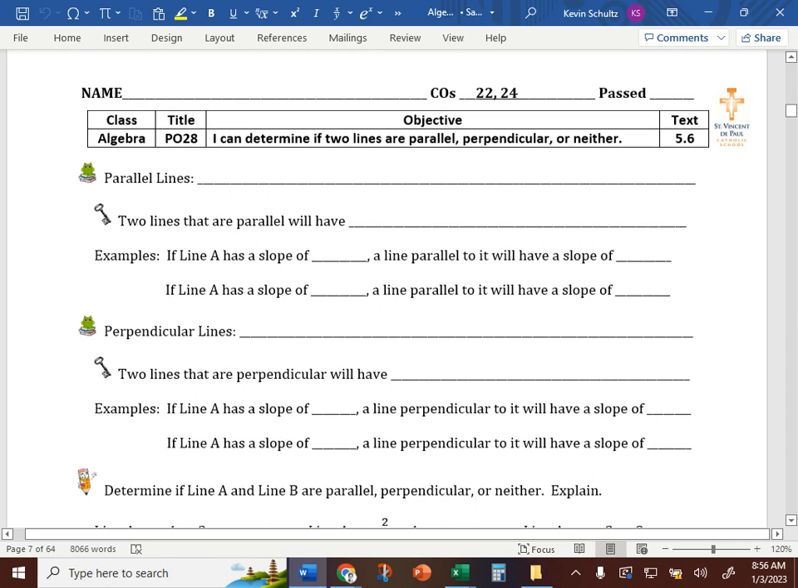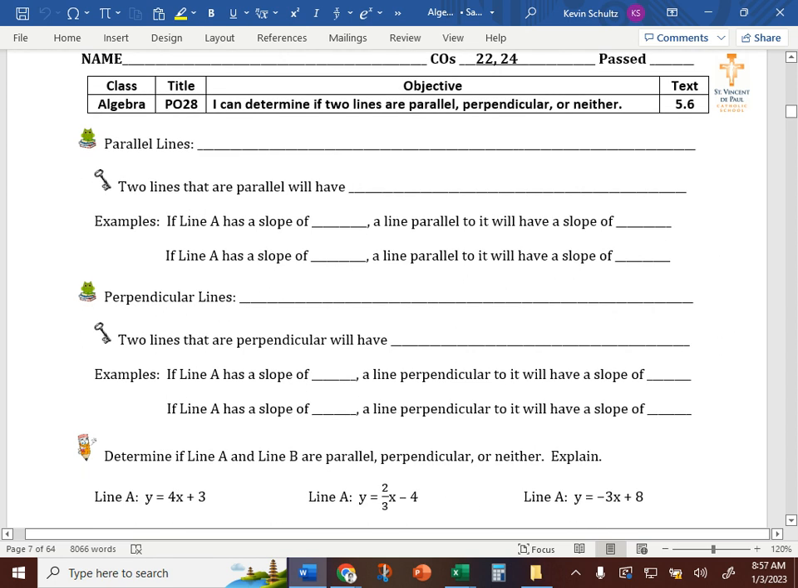Hello and good day, Algebra. We're moving on to PO28. Nothing like starting out 2023 with a PO. Warning for you, sir. And it's all about parallel and perpendicular lines, looking at how to tell, given two equations, what the relationship of those lines is.